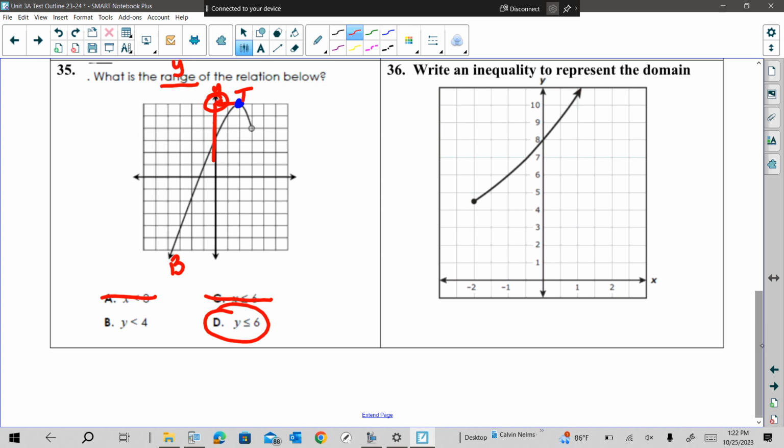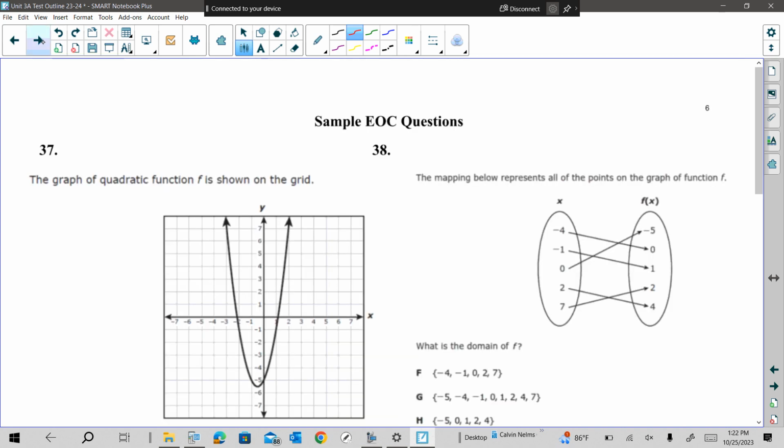Okay, so on the back here, guys, here are some good sample test questions, also sample EOC questions. So try your best on this. Are you done? And tonight I'm going to post the partial key on Teams and some flashcards to help you study.